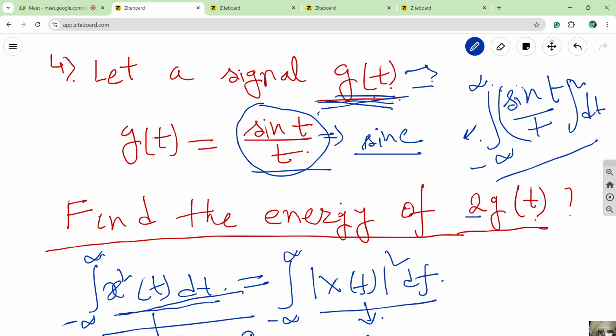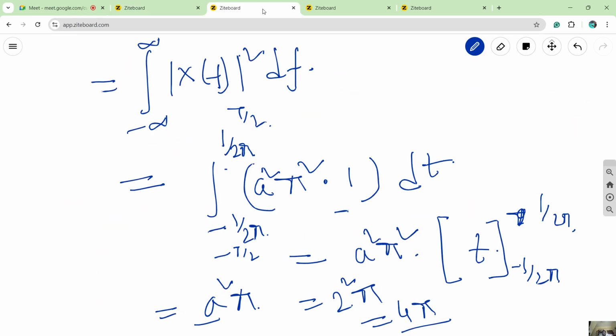Sir, can you go to the next slide of the problem? Sir, you took dt here, right? Since we are calculating in the frequency domain, it should be df, right? Yes, this is df. Sorry, I wrote it wrongly; it should be df. The f is going from minus 1 by 2 pi to 1 by 2 pi, right?